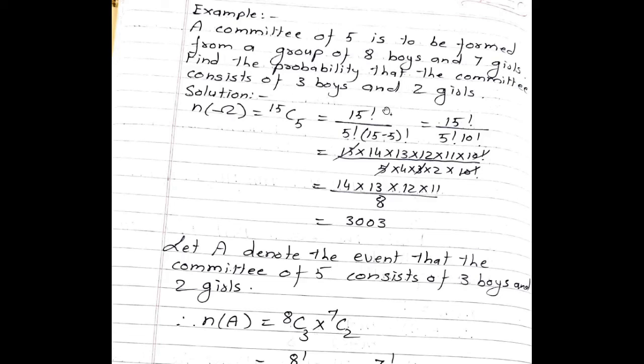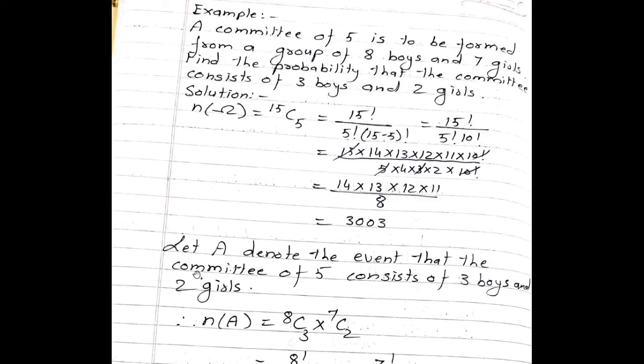So this is equal to 15 factorial upon 5 factorial into 15 minus 5 factorial, which can be written as 15 factorial upon 5 factorial into 10 factorial. Now 15 factorial can be written as 15 into 14 into 13 into 12 into 11 into 10 factorial divided by 5 factorial, which can be written as 5 into 4 into 3 into 2 into 10 factorial. 10 factorial cancels with each other. Then if you solve the product and divide by the given numbers, the final answer is 3003.